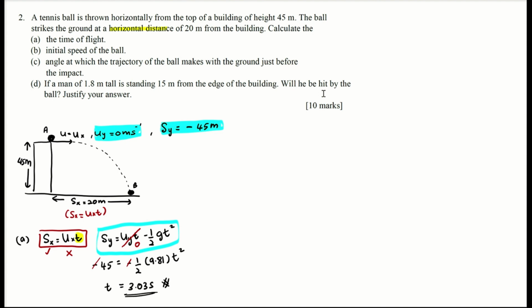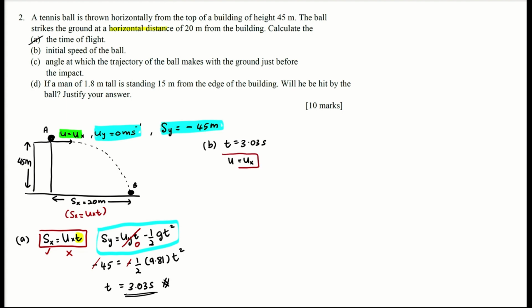Okay. So this is the answer for question number 2A. And then question B. So since we have calculated the time taken for the ball to hit the ground, which is the time of flight, 3.03 seconds, and then soalan minta initial speed. So remember initial speed kat sini, u equal to ux.